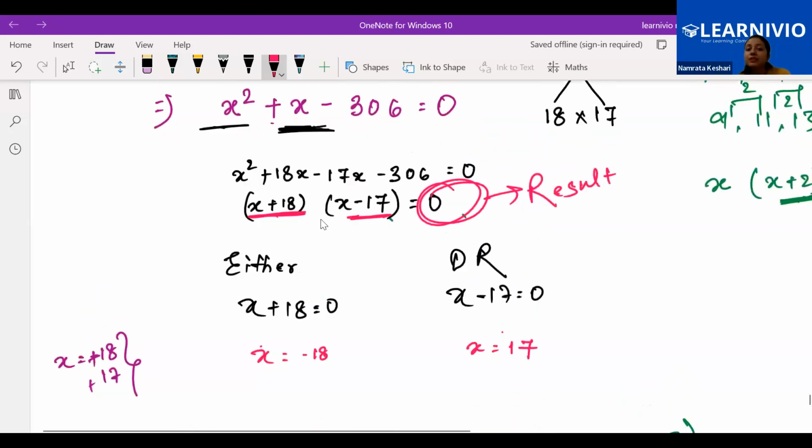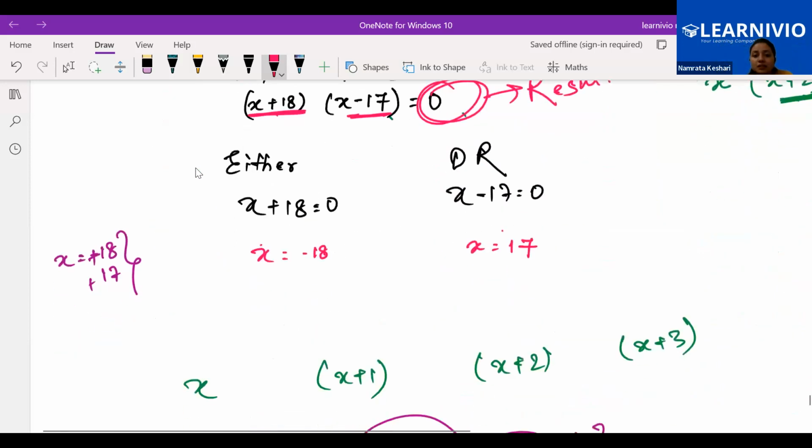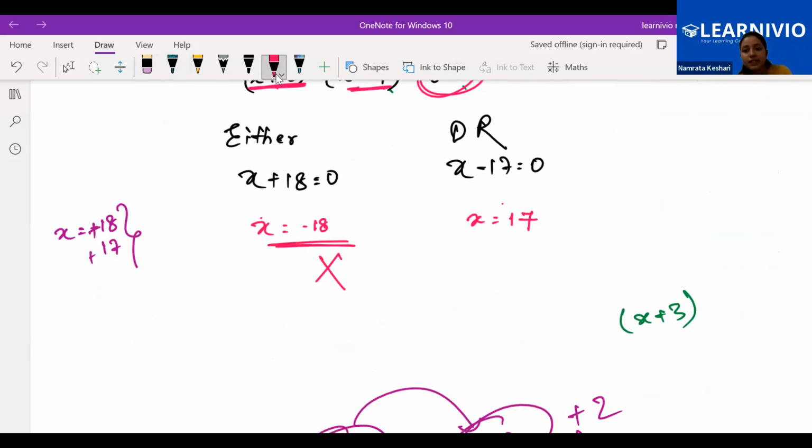We assumed that one of the integers is x and the other, consecutive integer is x plus 1. So we got two answers. Are you going to say that 18 and 17 are the integers? No. The question said positive integers, two consecutive positive integers. So x is a positive integer. Minus 18 we can't even take, as it is not a positive integer. This is a positive integer, and x equals 17 only we can choose.